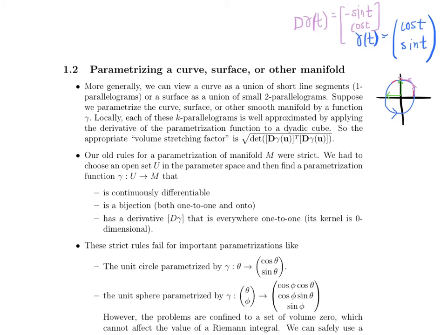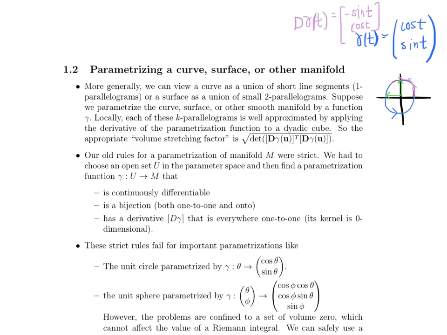And so when we're looking for the circumference of this circle, that's one-dimensional volume, or length. What you want to do is describe the circle using a parameterization. Then, in order to find the volume stretching factor of the one-parallelograms associated with that parameterization, you need to compute the square root of the determinant of d gamma transpose d gamma and integrate that over the parameter bounds that describe the manifold.